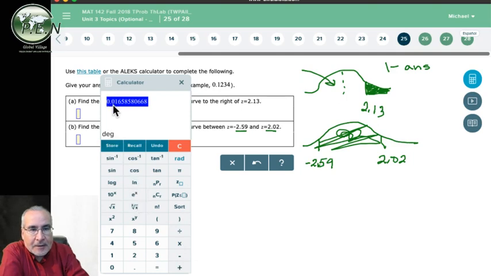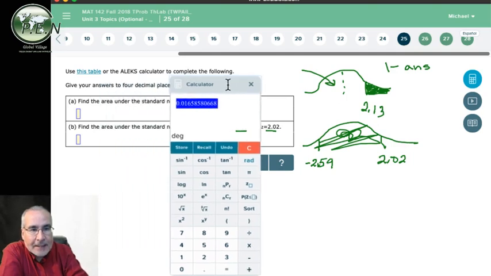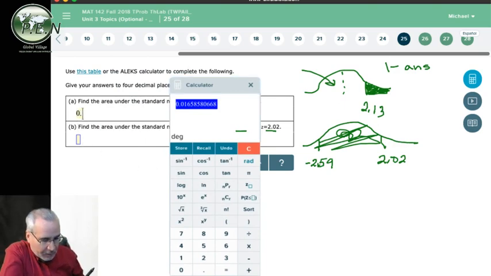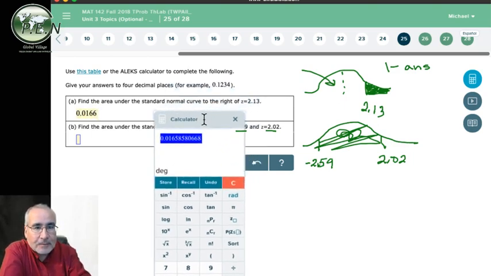So we want 4 decimal places, 0.0165 goes up to 6, 0.0166. Okay, so that's what they want to 4 decimal places.